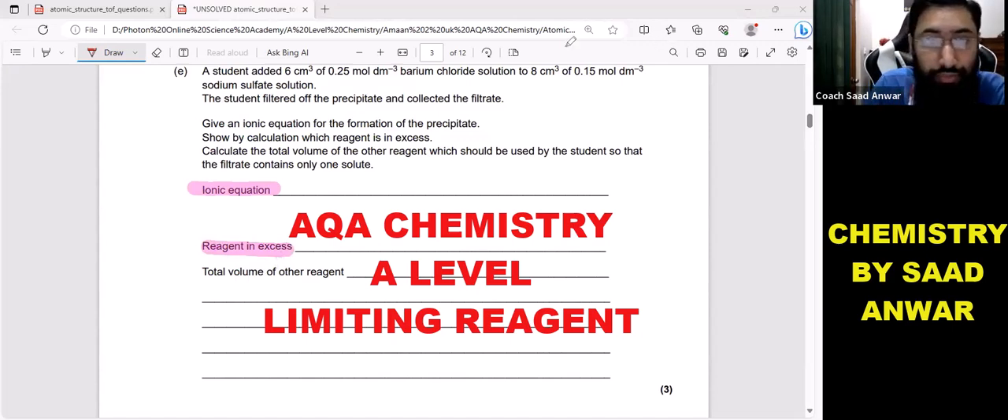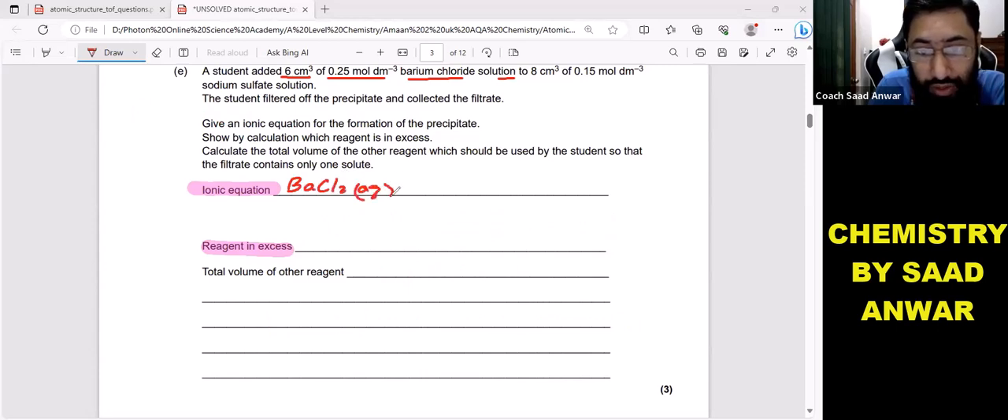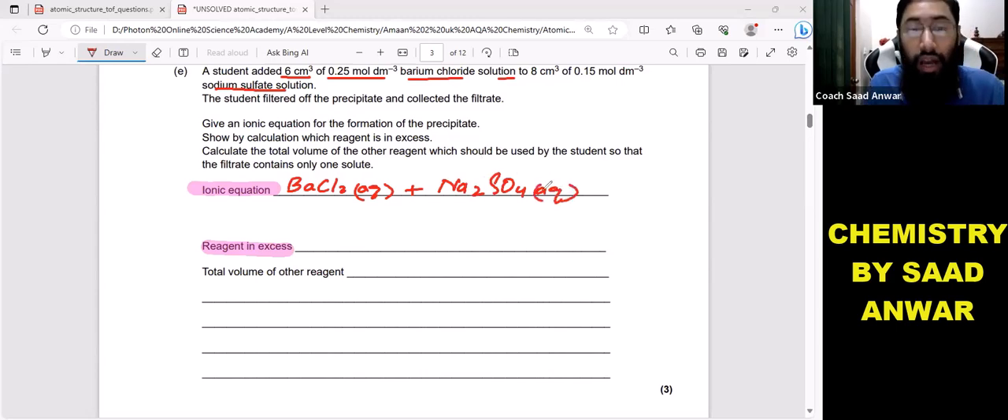Let's solve this question. A student added 6 cubic centimeter of 0.25 mole per cubic decimeter barium chloride solution. So one reactant is barium chloride, BaCl2, its state is aqueous. The other reactant is sodium sulfate solution, Na2SO4 aqueous. What I have to do is determine the ionic equation, and this is not the ionic equation.